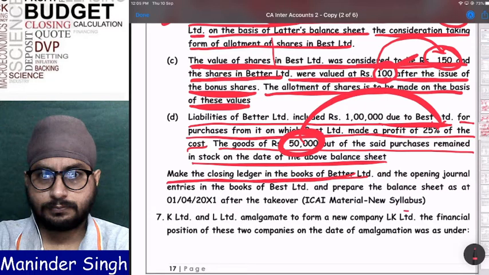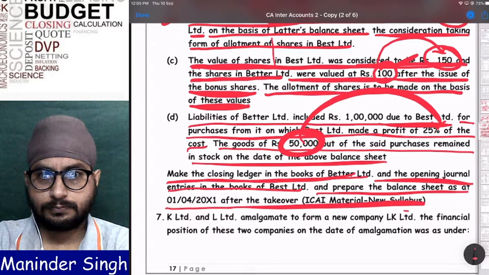Which account is open? Realization account. Very good. And opening journal entries in the books of Best Limited. No problem. Ledger accounts in the books of transferor. Journal entries in the books of transferee. And prepare the balance sheet as on 1st April 2011 after takeover.